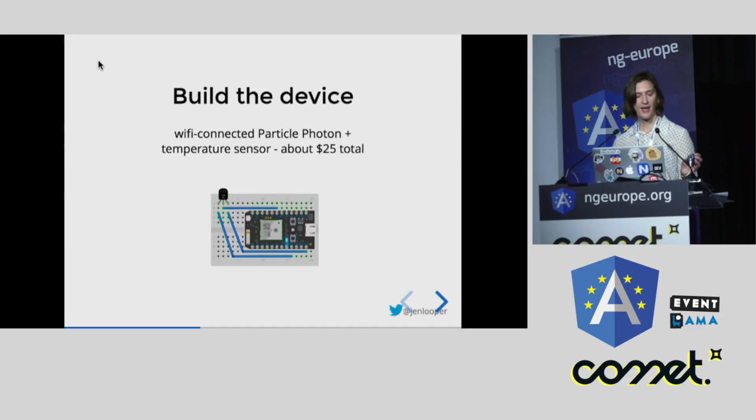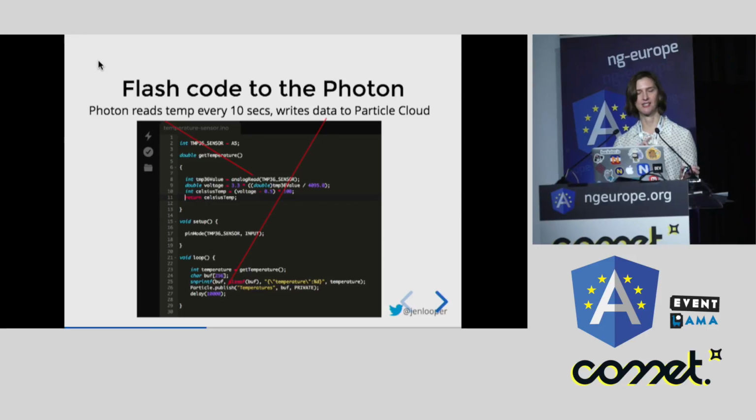If you haven't hacked with Photons, they're super, super fun when they work. They're not giving you heart attacks before your demo. And normally they work pretty well. The trick is to connect them to the proper Wi-Fi. And then you have to write a little bit of C++ code, which isn't too bad, and you can flash it up to the Photon. They're Wi-Fi connected, so you can flash over the air.